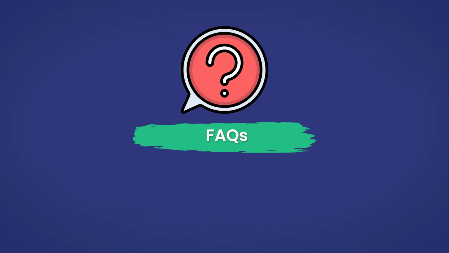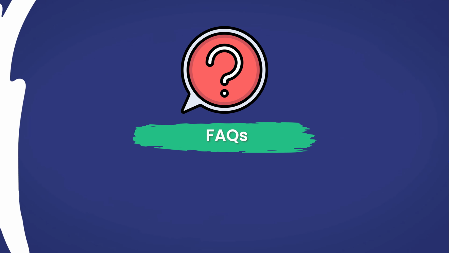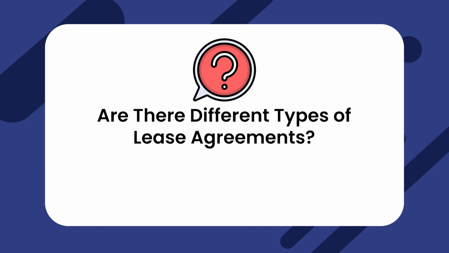And here are some frequently asked questions. Question number 1 is, are there different types of lease agreements? The answer is yes. There are several different agreements, including the Georgia Commercial Lease Agreement, the Georgia Sublease Agreement, the Georgia Standard Residential Lease, and the Georgia Roommate Agreement.